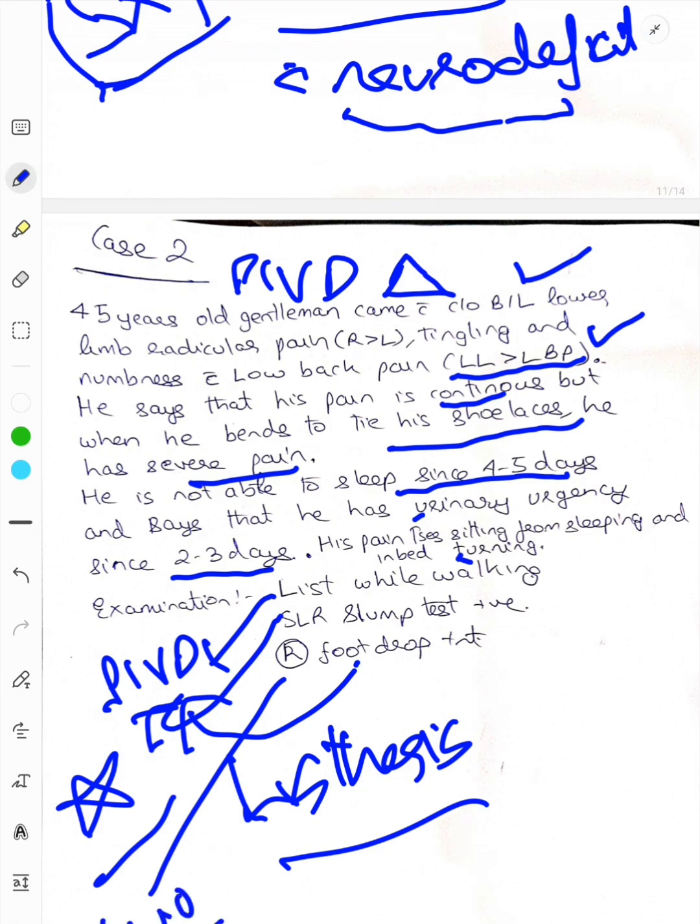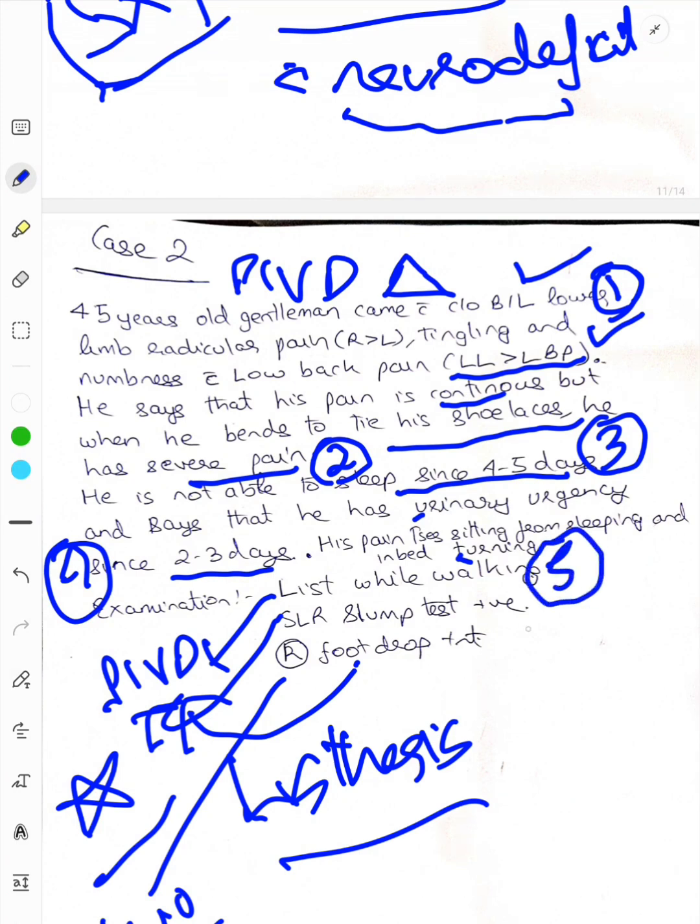So the points clinching the diagnosis are, first, lower limb radiculopathy more than low back pain. Second is flexion painful. Third is there are sleep disturbances. His daily life is getting affected. Alarming sign, urinary bladder disturbances. Most important sign, on examination, list is positive, nerve root stretching is positive, and foot drop is present. So we are looking at an alarming case of PIVD with bowel bladder disturbances with some neuro deficit.